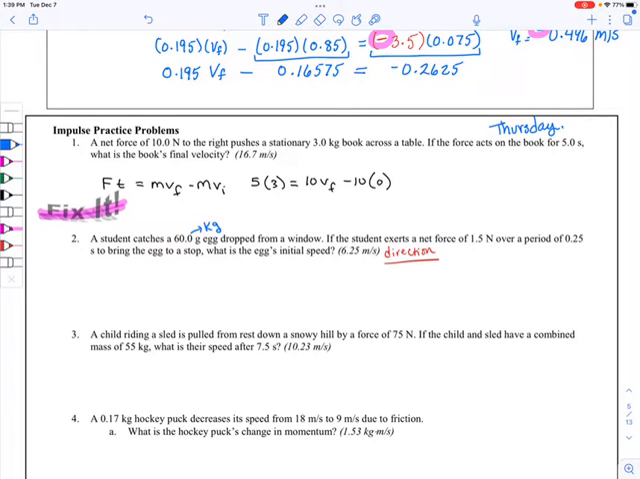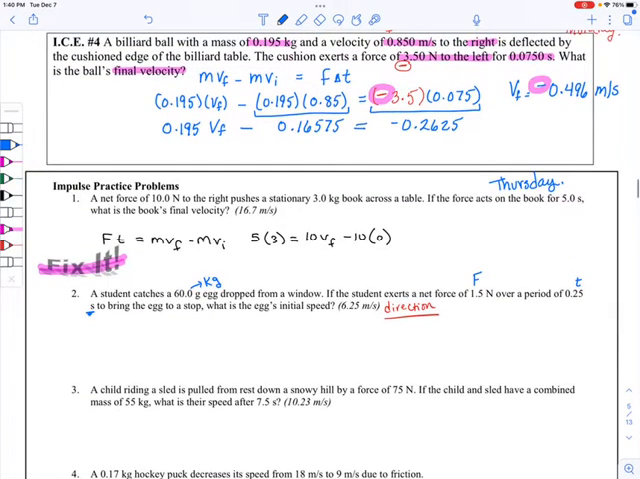The net force 1.5 newtons, that's your F. The time is 0.25 seconds. The S is over on this side. To bring the egg to a stop, what is the egg's initial speed? So it's very similar to the problem we did in class example number 4, except now instead of trying to find final speed, you're looking for initial speed.